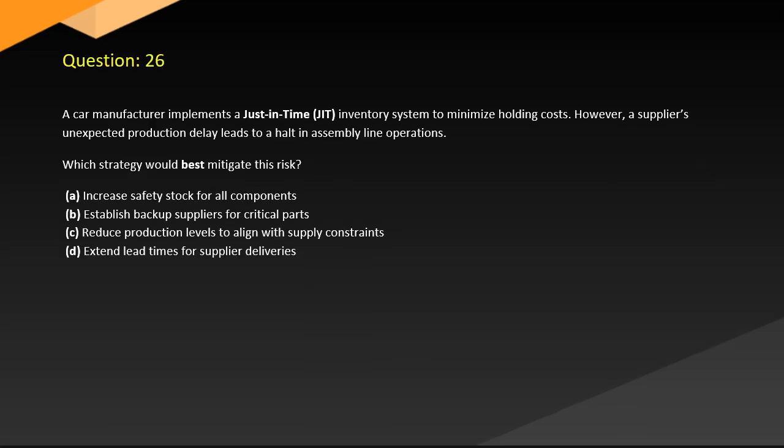Question 26. A car manufacturer implements a just-in-time (JIT) inventory system to minimize holding costs. However, a supplier's unexpected production delay leads to a halt in assembly line operations. Which strategy would best mitigate this risk? A. Increase safety stock for all components. B. Establish backup suppliers for critical parts. C. Reduce production levels to align with supply constraints. D. Extend lead times for supplier deliveries.